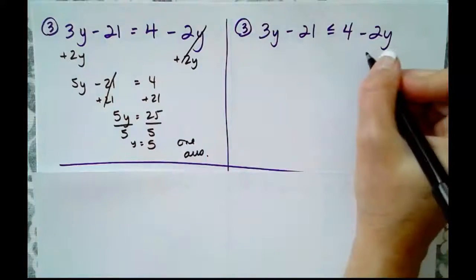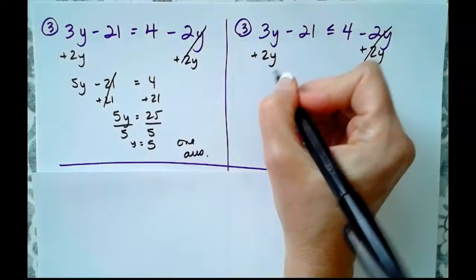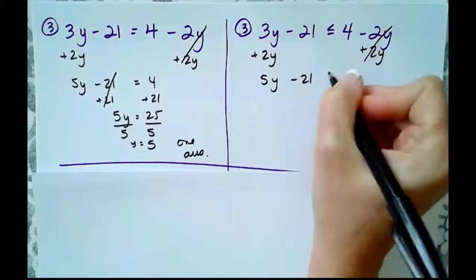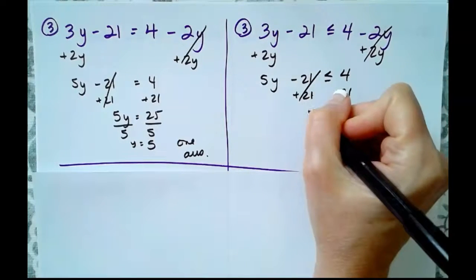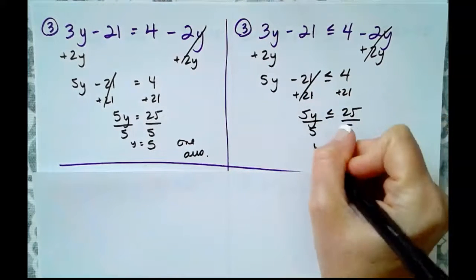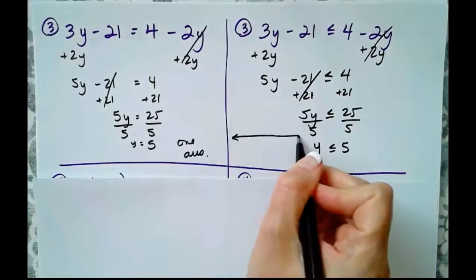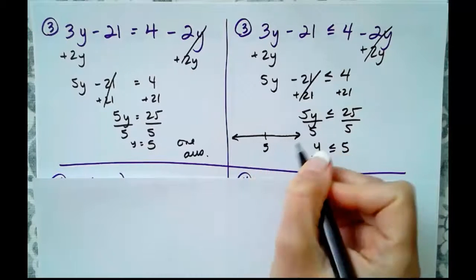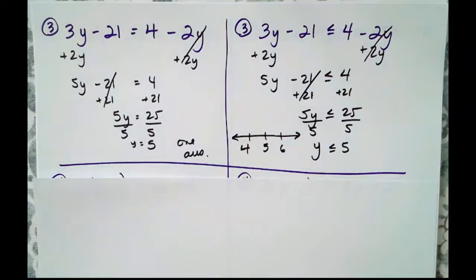But the same procedure. Get the y over on the left. So y's cancel. There's my 5y again. Line up your inequality sign and follow the same procedure. Our answers are less than or equal to 5. So when we put this on the number line, just put that 5 right in the middle, and all you got to do is put 2 numbers around it. It doesn't have to be big and fancy.